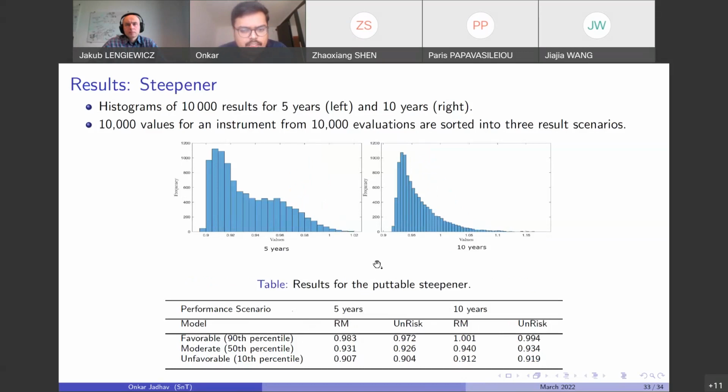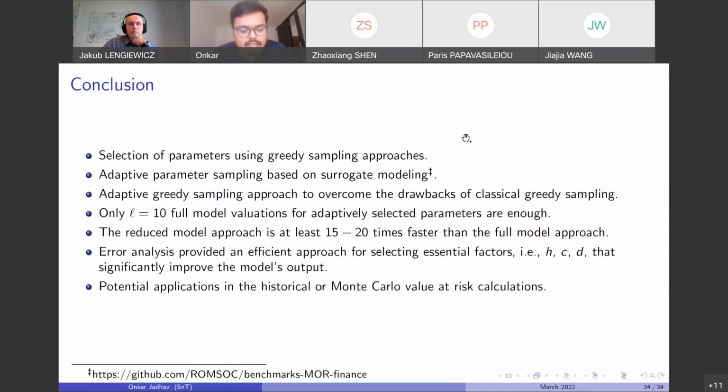Similar results are presented here for the portable stiffener example. Here also the reduced order model is working quite well. So to conclude this presentation, I have presented a parameter sampling approach based on the greedy sampling algorithm. I have also presented an adaptive greedy sampling approach based on surrogate modeling, which can be used to overcome the drawbacks associated with the classical greedy sampling approach. And I've shown that only 10 full model evaluations are necessary for adaptively selected parameter groups in order to construct a good reduced order basis and to generate a good reduced order model.